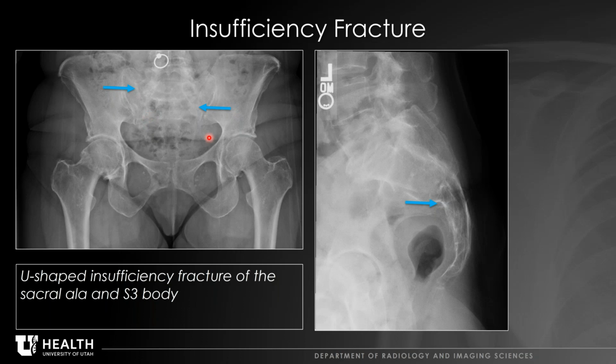So here's the fracture here, and then this sclerosis here is showing that this is a fracture that's somewhat healing. And then there's a little bit of sclerosis right here in the sacral ala. So again, a stress fracture is a fracture of abnormal stress on normal bone, and an insufficiency fracture is normal stress on an abnormal bone.